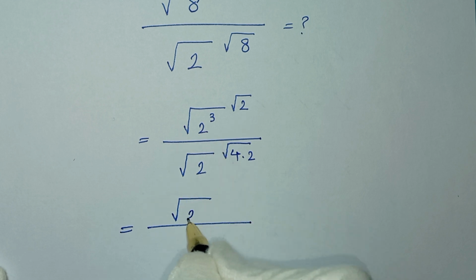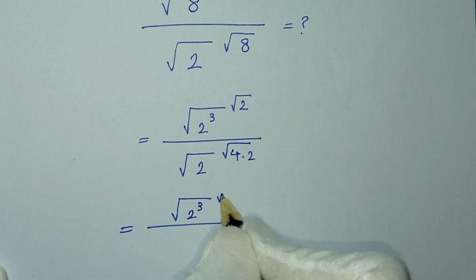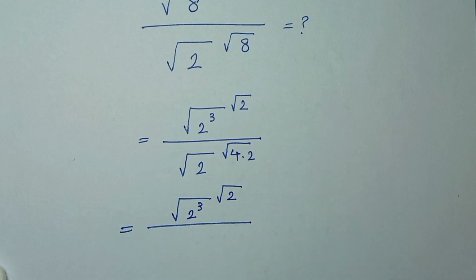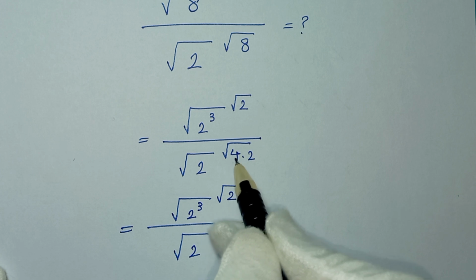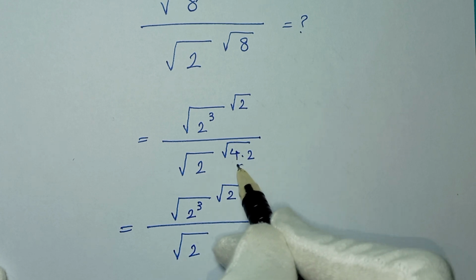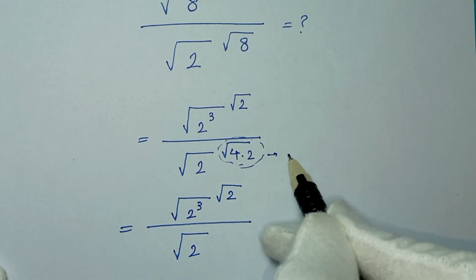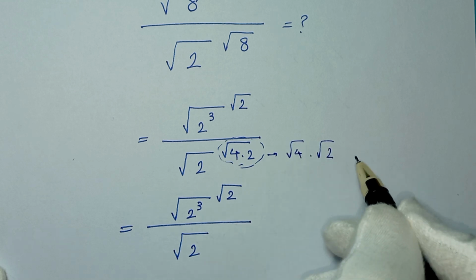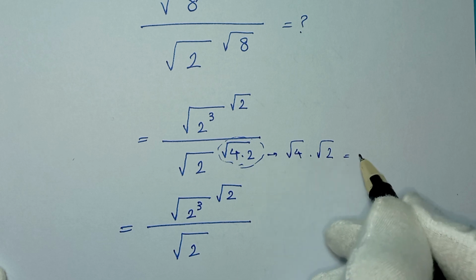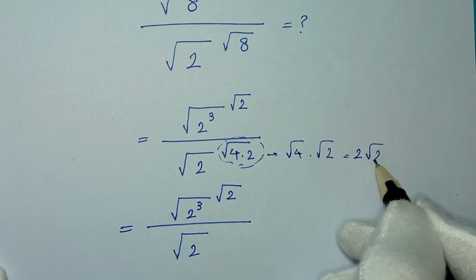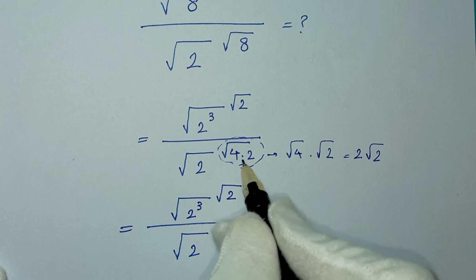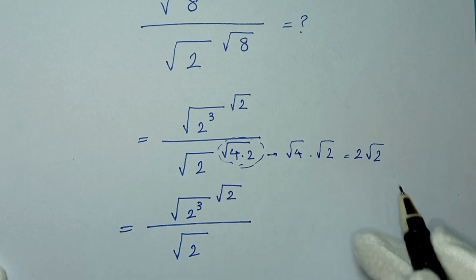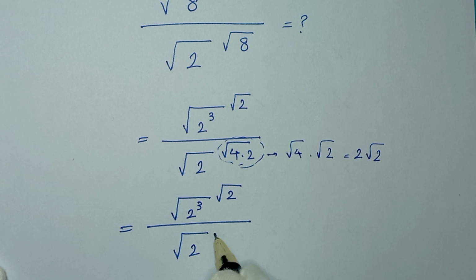In the next step, this is 2 to the power of 3 to the power of square root of 2, over square root of 2 to the power of square root of 4 times 2, which is also the square root of 4 times the square root of 2. The square root of 4 is 2, and this is the square root of 2. So the square root of 4 times 2 is 2 times the square root of 2. So it will be a square root of 2 to the power of 2 times the square root of 2.